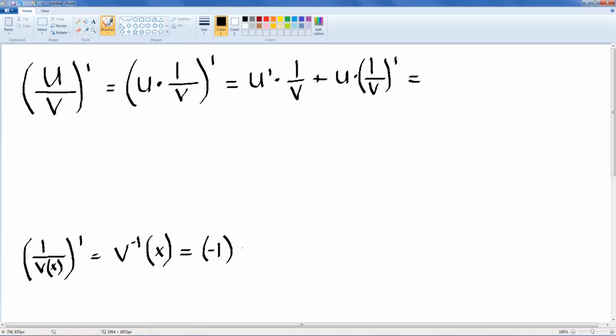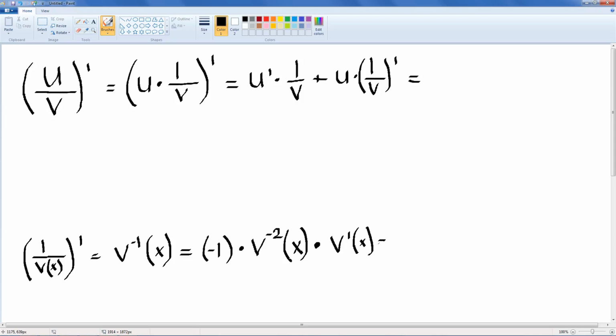Well, we just use basically the power rule. And so it's going to be minus 1 times v to the power of minus 2 of x. But don't forget that v is a function, right? So we have to use the chain rule here and multiply this by v prime, because v is a function.